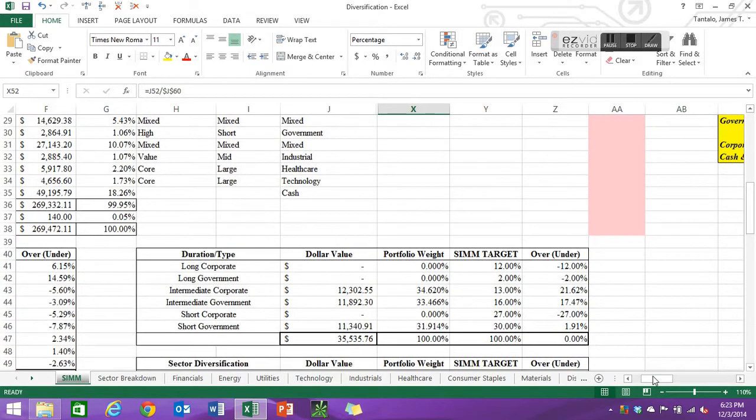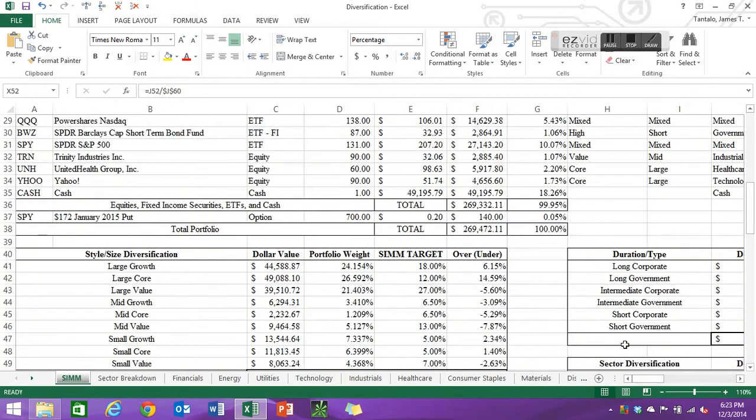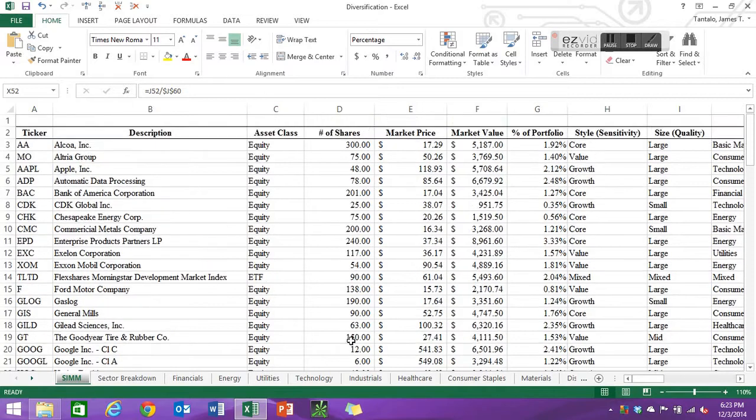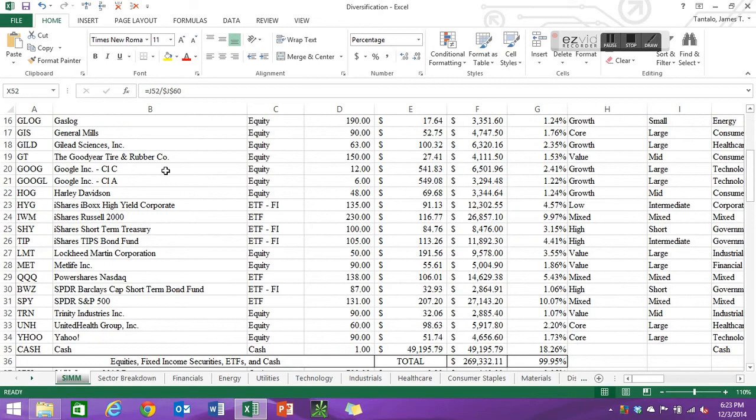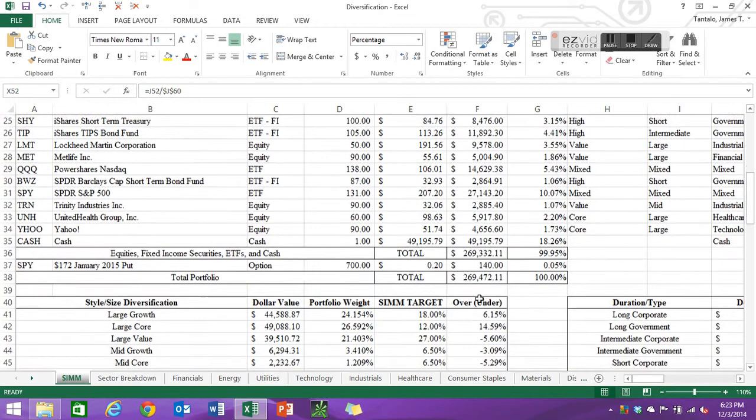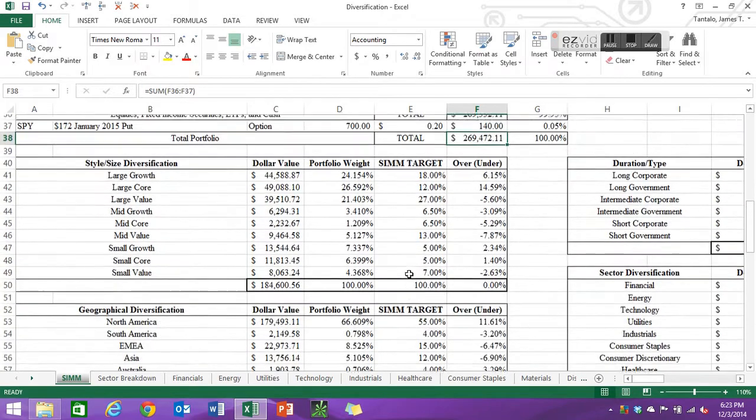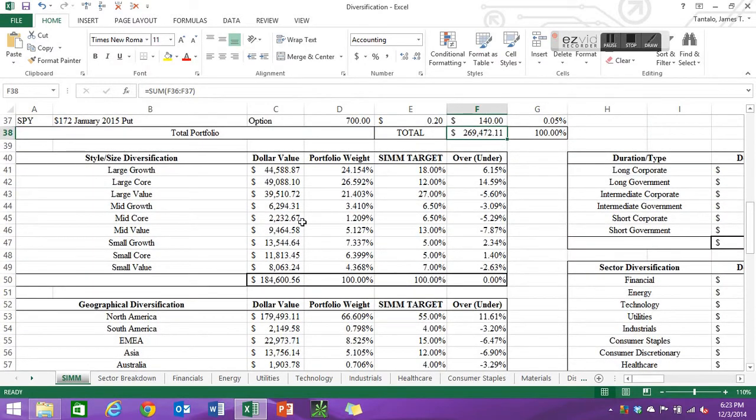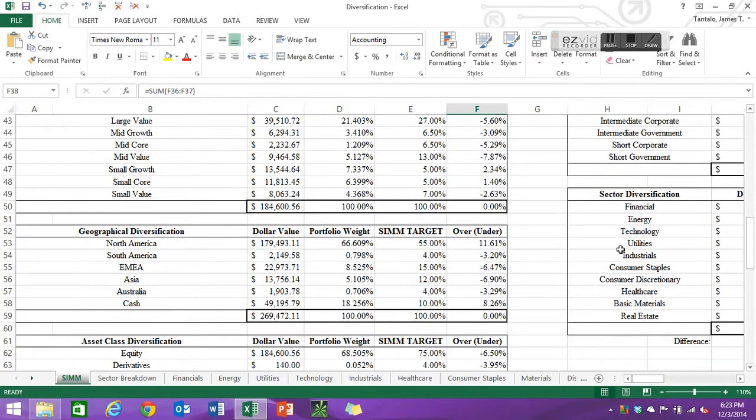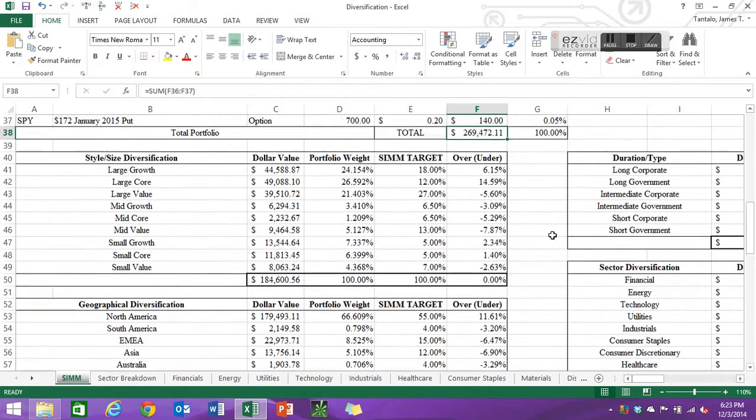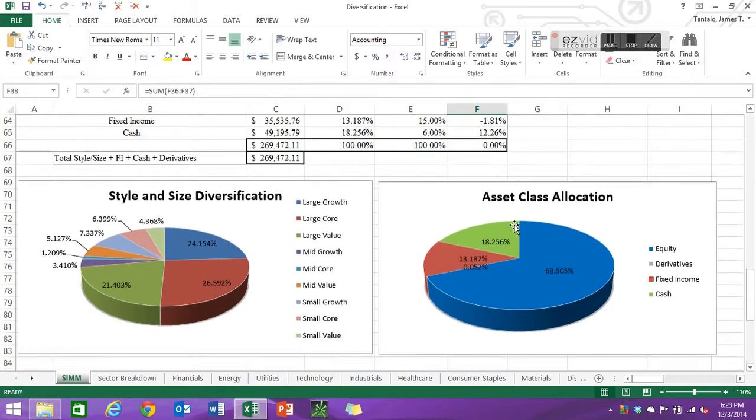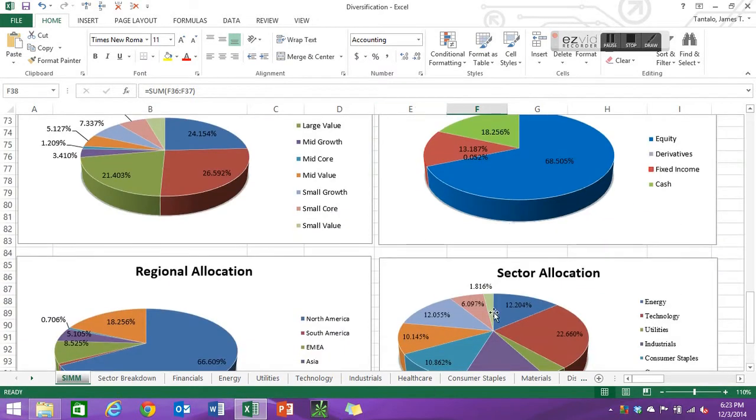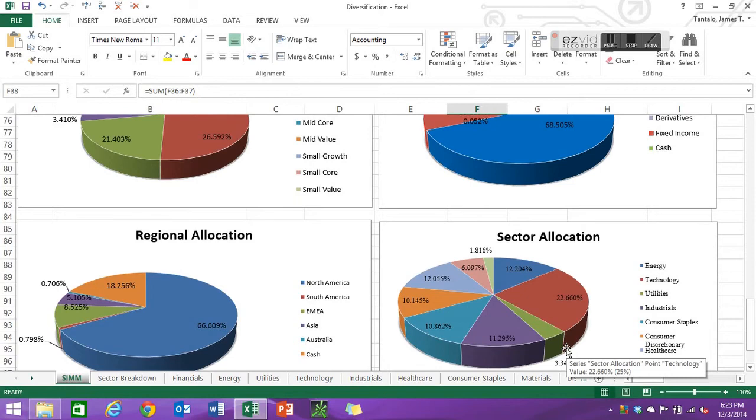So I'll go back to summarize this really quick. You'll find all of these companies in our portfolio analytics. This is our current holdings. Just like our analytics, this shows our current holdings, current market value, and our total portfolio value. But it also breaks down our portfolio by style and size, geography, sector, asset class, and for our fixed income securities by duration and type. And then we also have some pretty pictures down here for the data that we've collected.